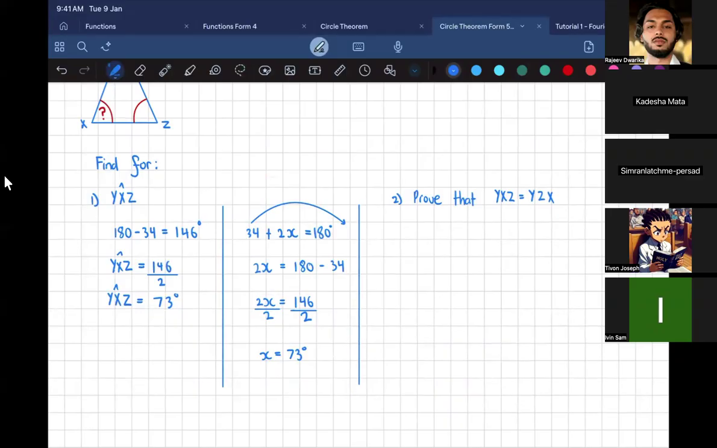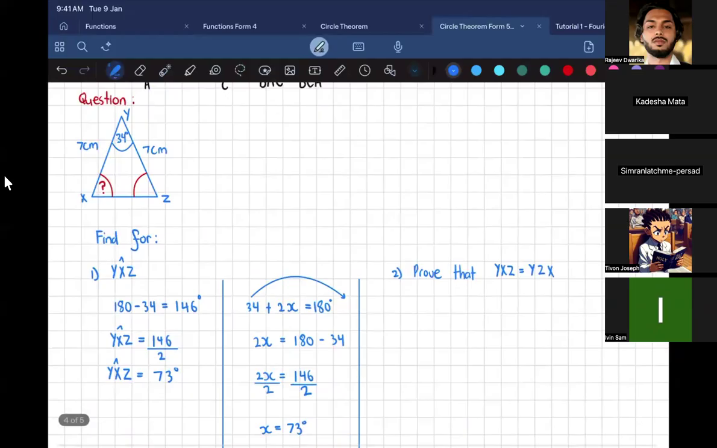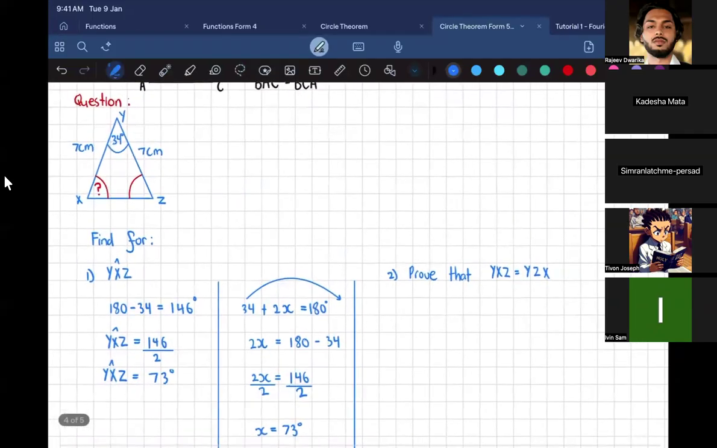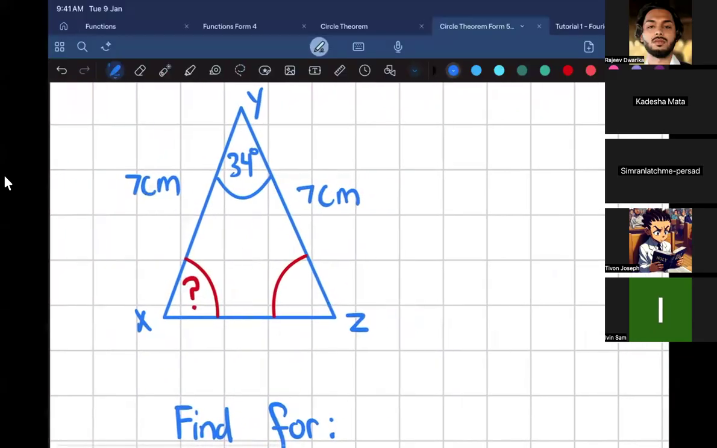All right, so that's that. So Simran, now we have to prove that the two angles are the same. This is real simple. Let me look at what kind of triangle we have. What kind of triangle do we have?